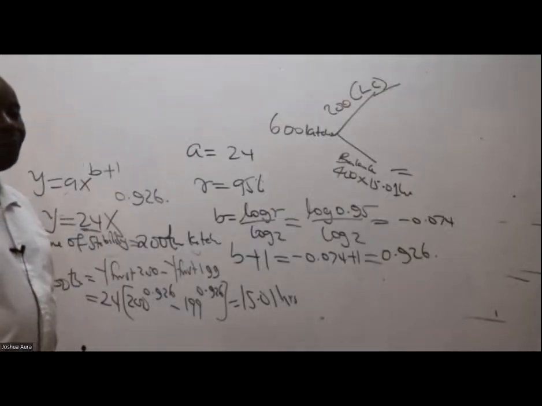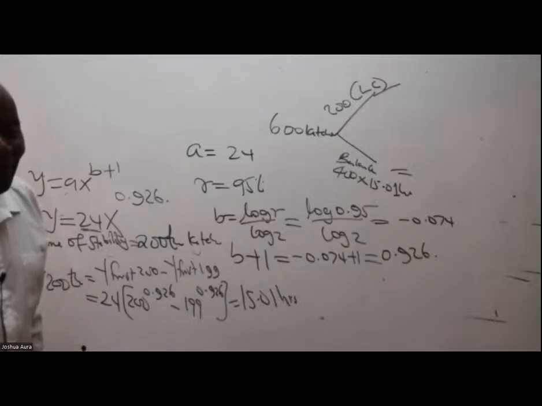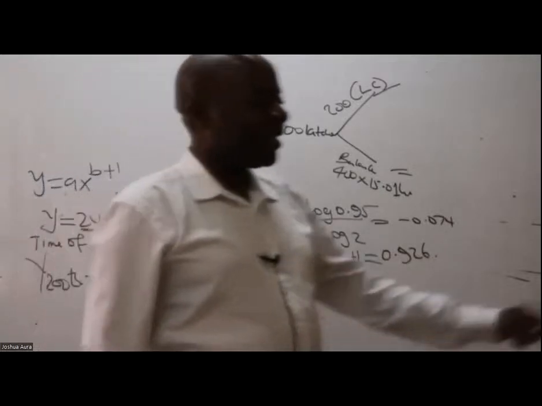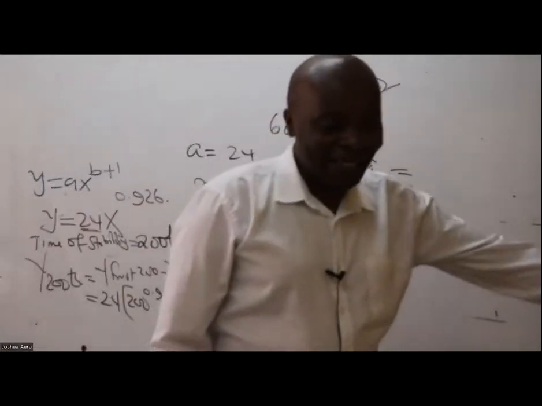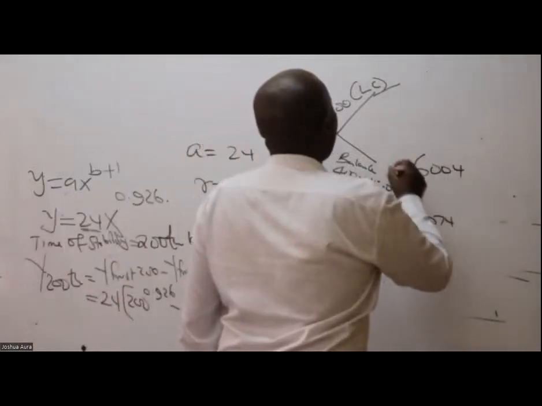400 times 15.01 will give us what figure at the end of the day? Please hurry up. Our next class has started actually. Give me the figure quickly. You say it is 6004, right? 6004.